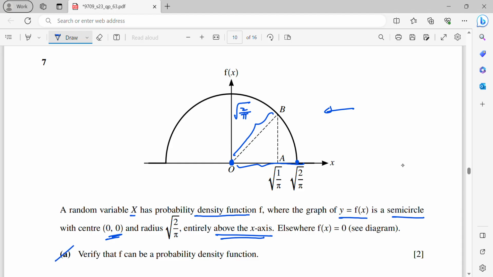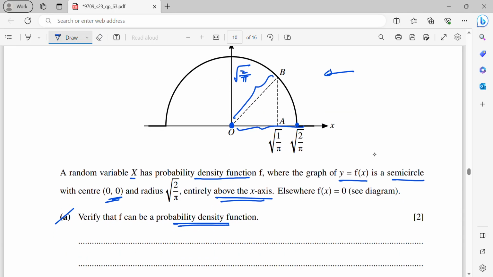Now, part A: verify that f can be a probability density function. For a probability density function, we have two conditions. You can write f(x) is greater than or equal to 0. This is the first. The second is the area. To get a probability density function, you need to integrate the whole function and the answer will be 1. The integration is also the same as the area under the curve. That's why I'm proving the area now.